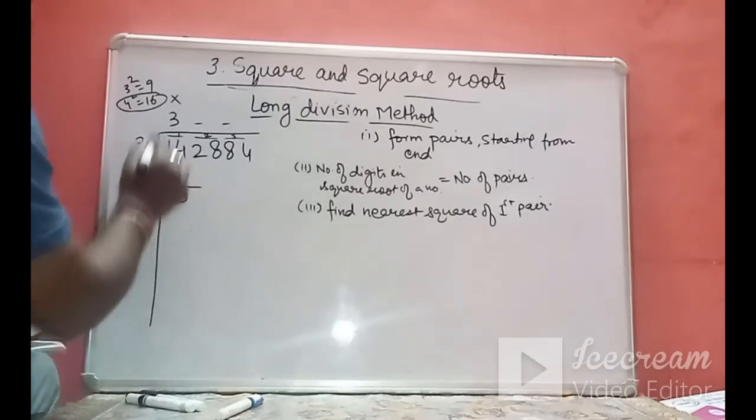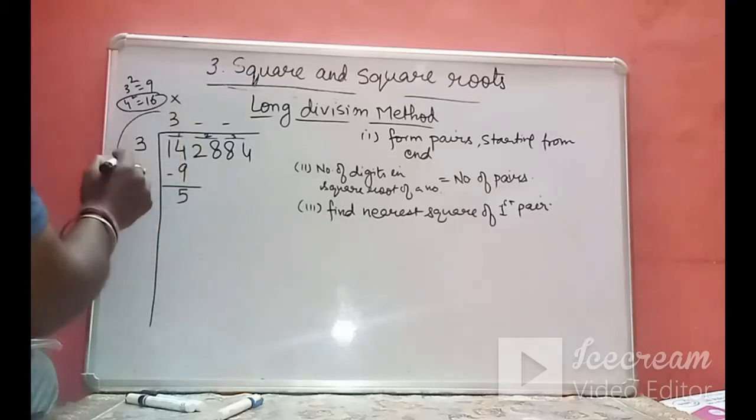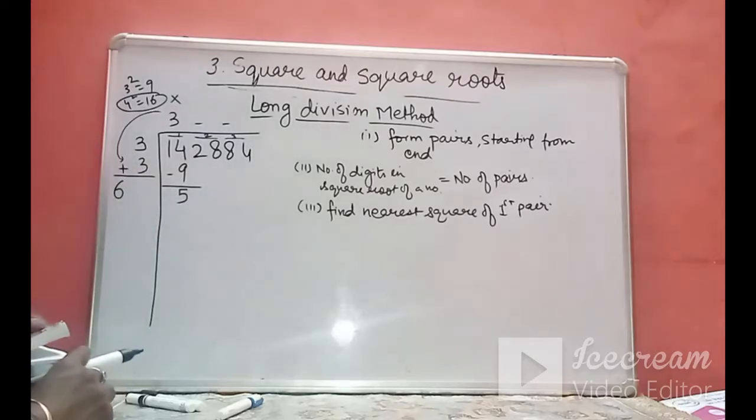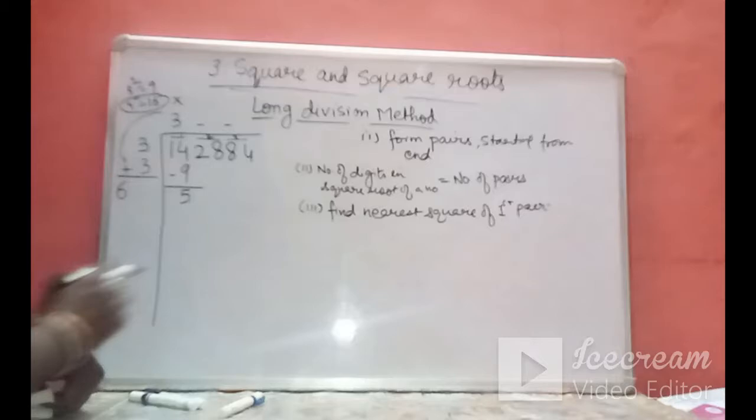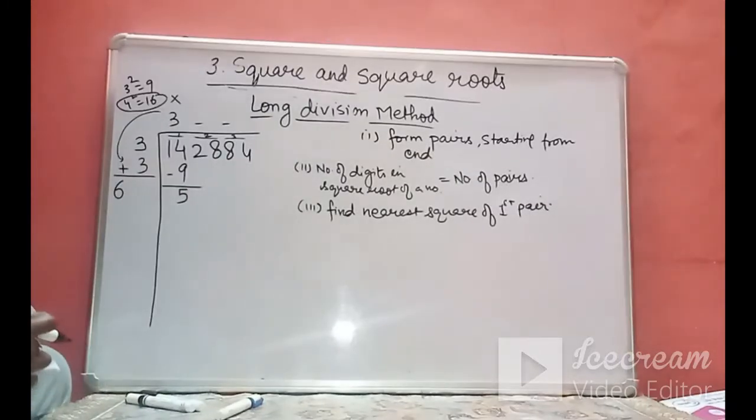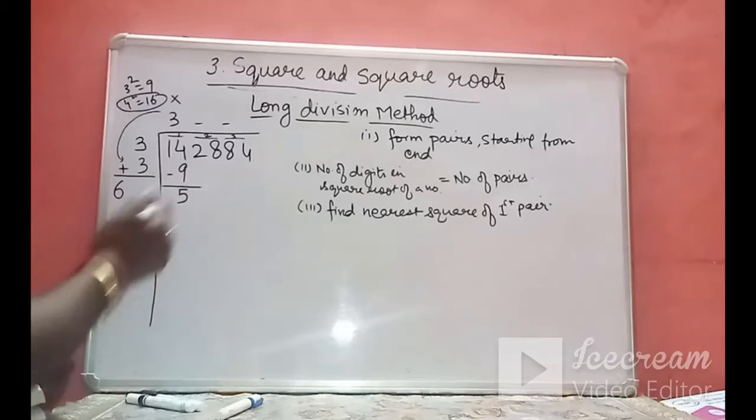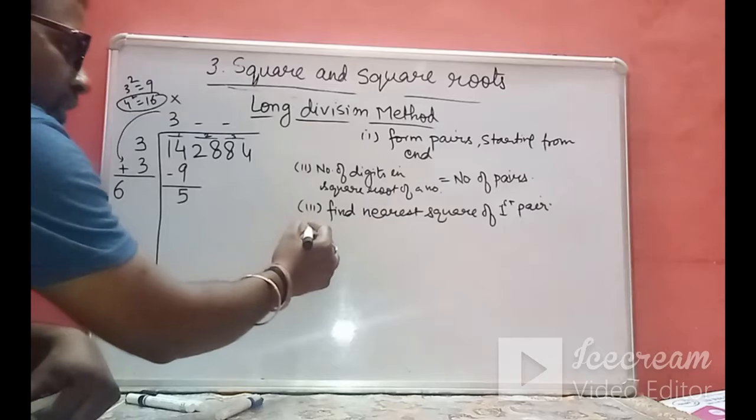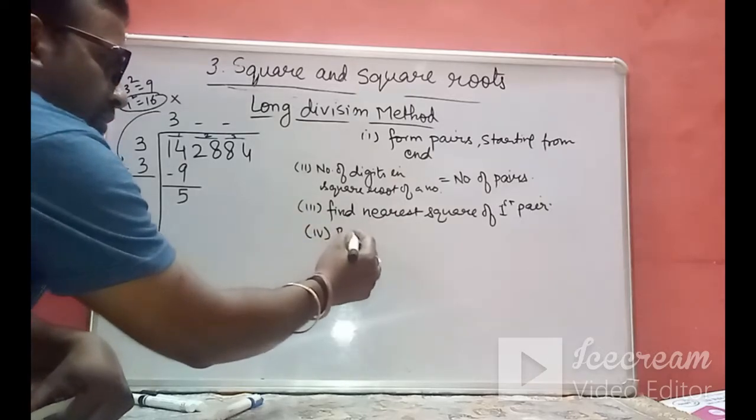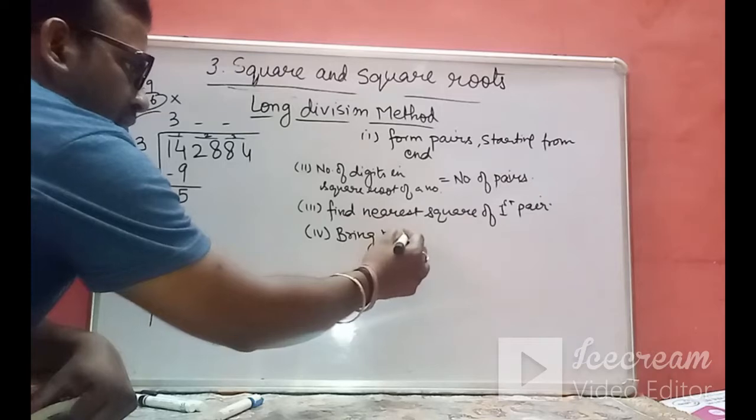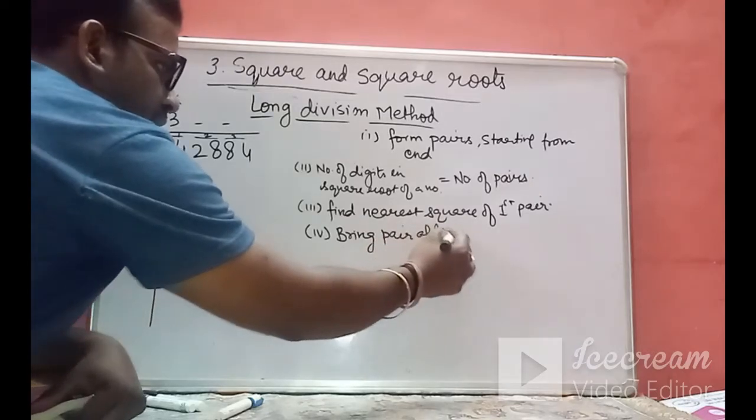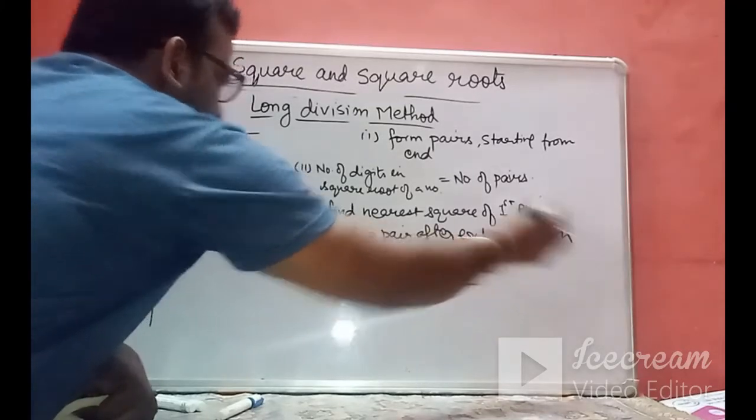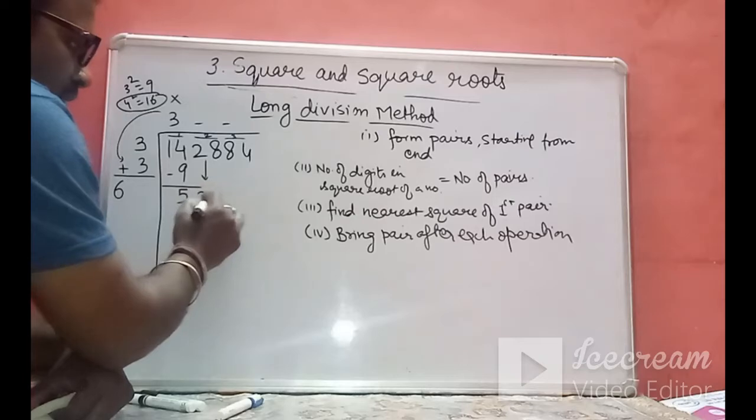Then we will subtract. We will bring this 3 here and add it like this: 3 plus 3 is 6. Now in the conventional division method we bring one digit down after the first operation. In the square root we will bring a pair after each operation. So this 28 will come here, so it becomes 528.